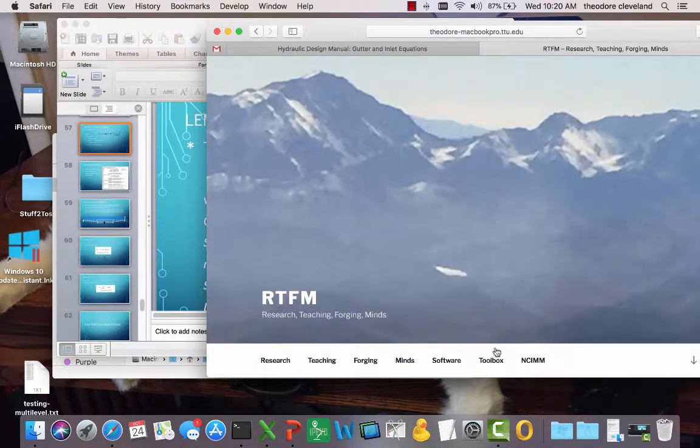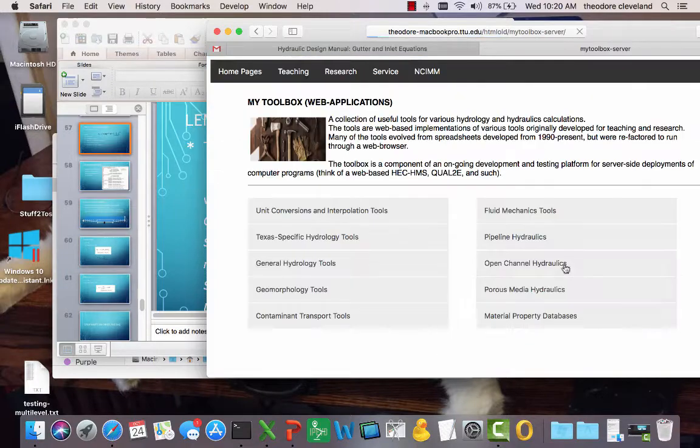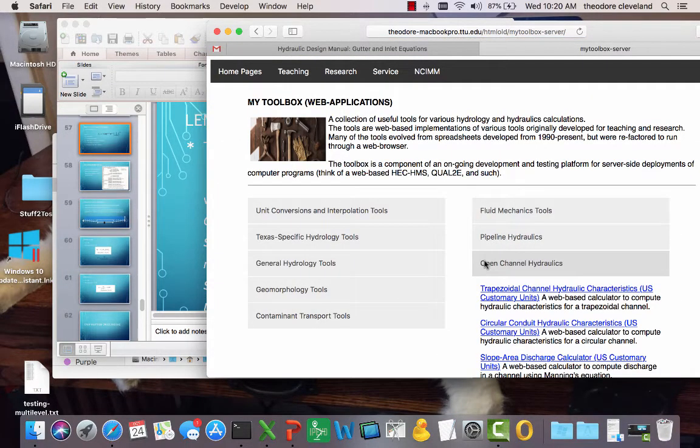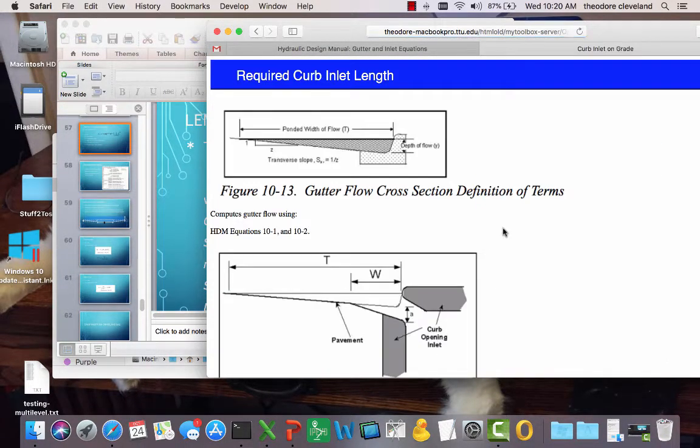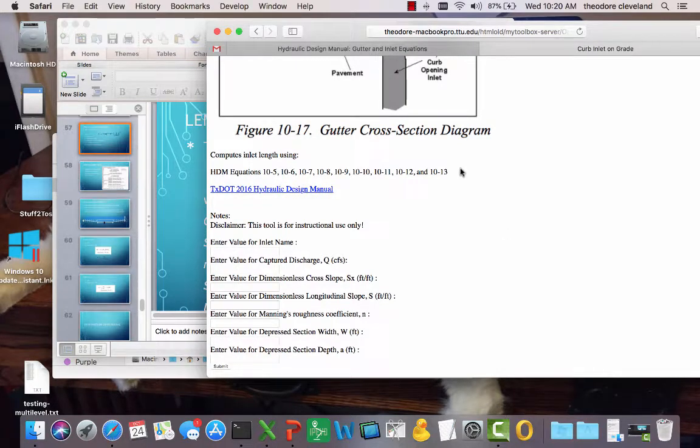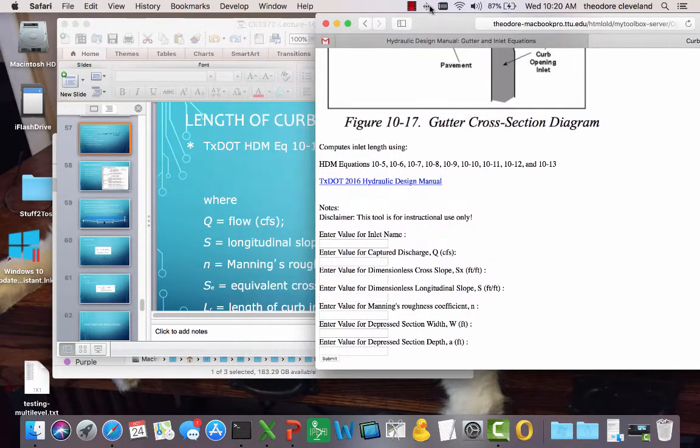There's one online tool that applies those equations in sequence to come up with the required length. So for the inlet, let's say our computed discharge is 12 cubic feet per second. We have a cross slope of 0.02, which is 2%.